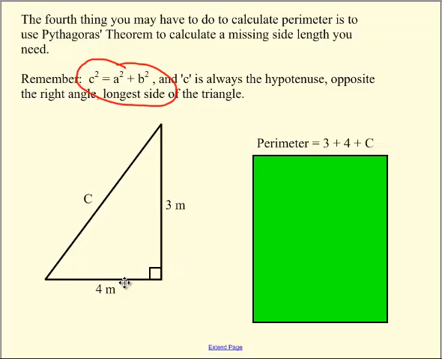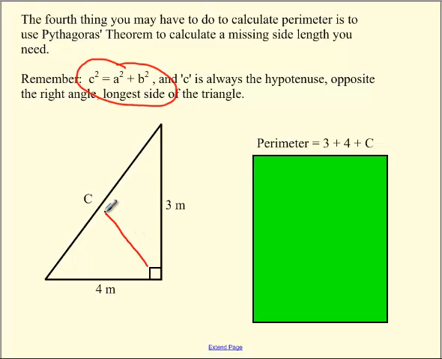So at the moment, I've got a right angled triangle. Remember, Pythagoras only works with right angles in triangles. I've got a side length of 3 plus a side length of 4 plus my side length of c. Okay, Pythagoras' theorem, c squared equals a squared plus b squared. Quick refresher. C is always the hypotenuse. The hypotenuse is always opposite the right angle.